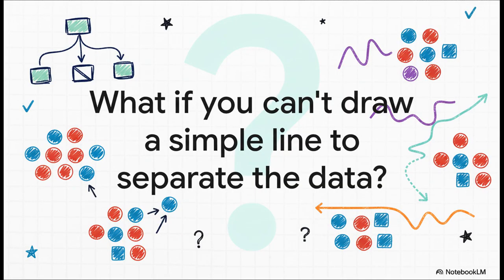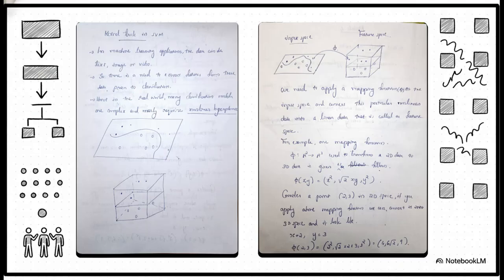Now, this is all great for nice, clean data. But what about the real world? What happens when your data is all mixed up and there's just no way to draw a single straight line to divide the two groups? This is where SVMs get really, really clever with something called the kernel trick.